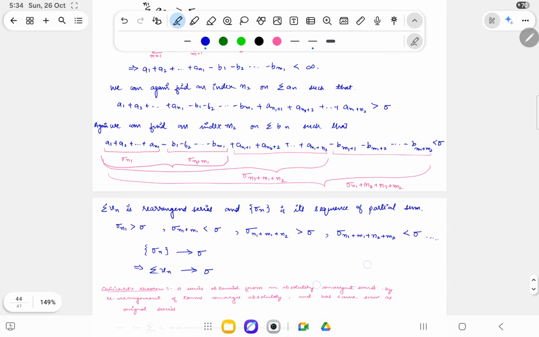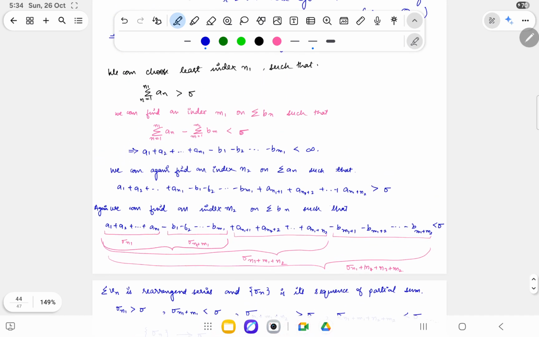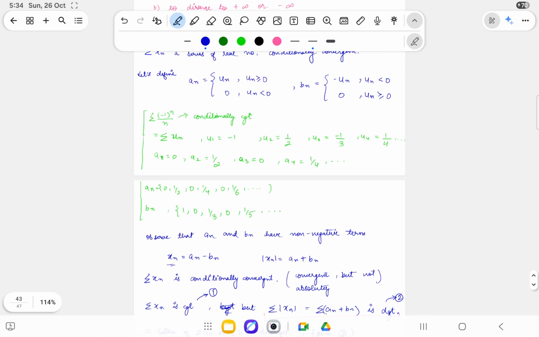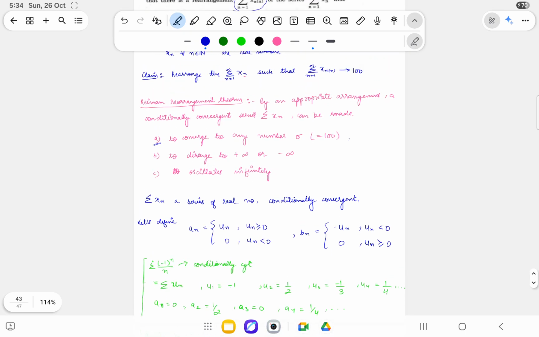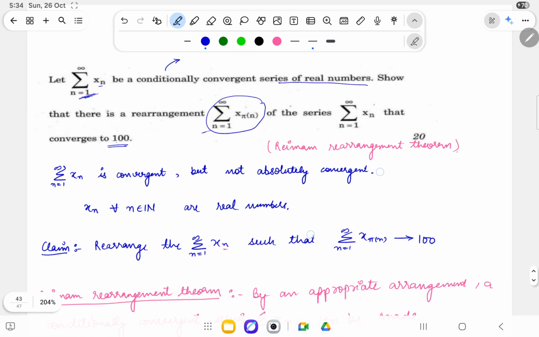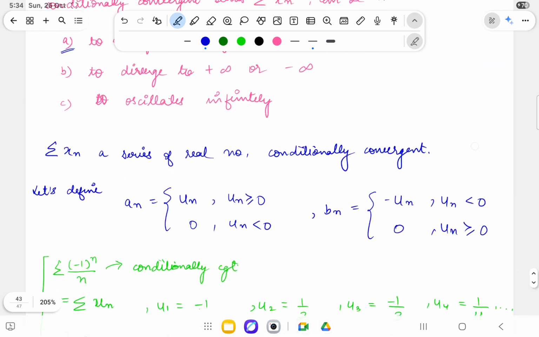Now if we plug in 100 in place of sigma in this proof, we can conclude that the given series can be rearranged to converge to the number 100 or any other number. You can place any other number in place of sigma. So that completes the proof of the Riemann rearrangement theorem.